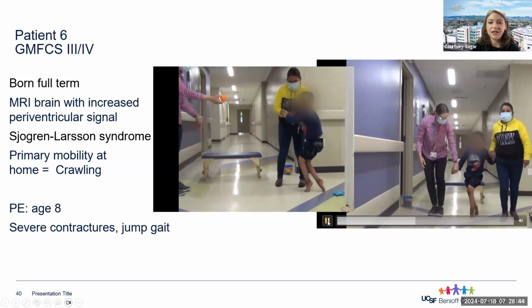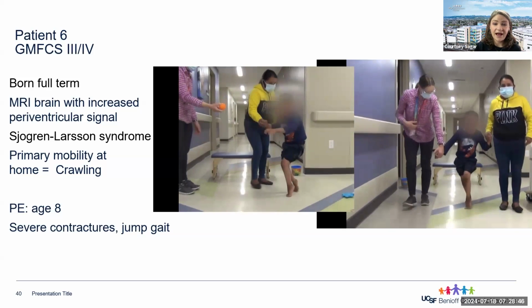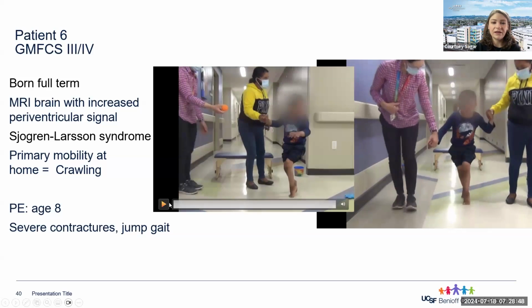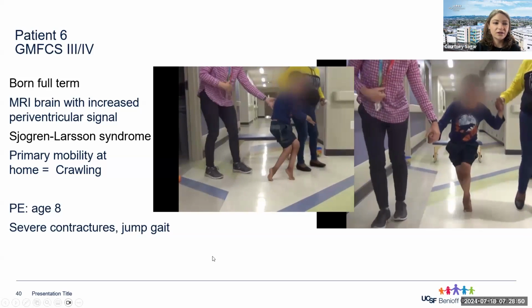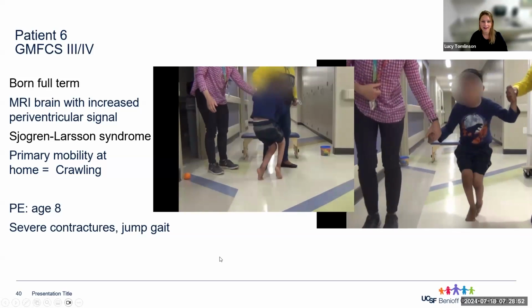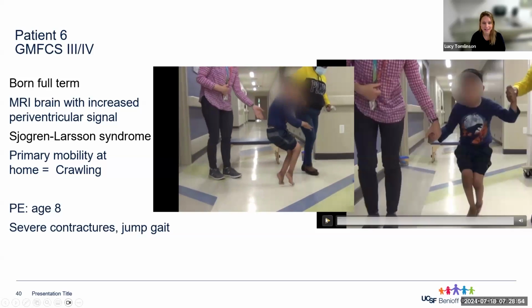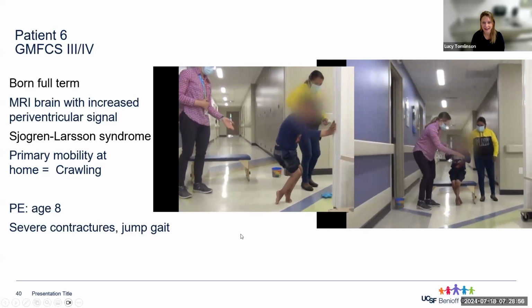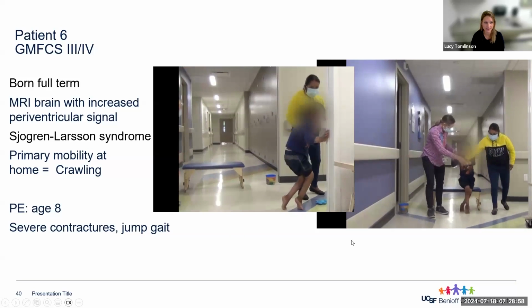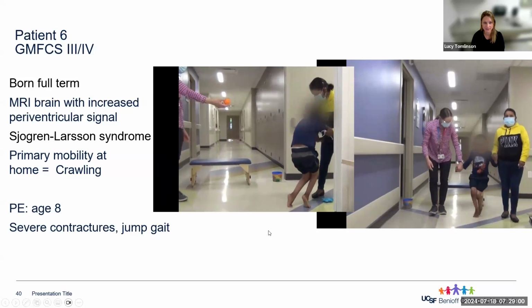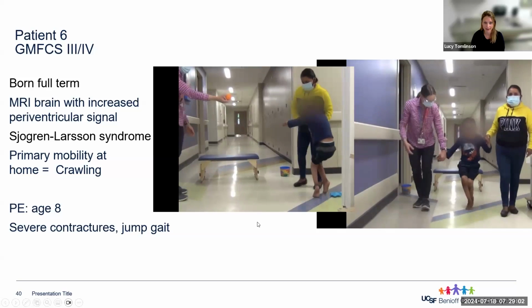But if left untreated, he would eventually lose the limited walking that he has and require a wheelchair for all mobility, making him a GMFCS 4. And I think, Courtney, for any therapists that are watching this, you would look at this and say, I can't really do much with this in the community right now as far as physical therapy to get walking to be better.